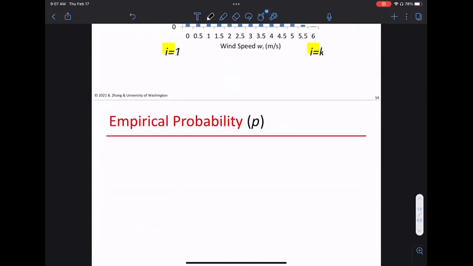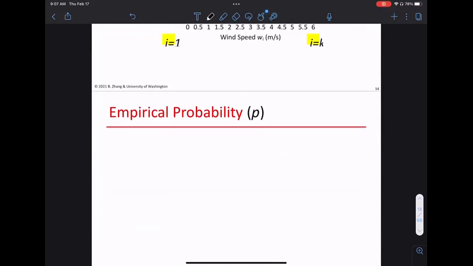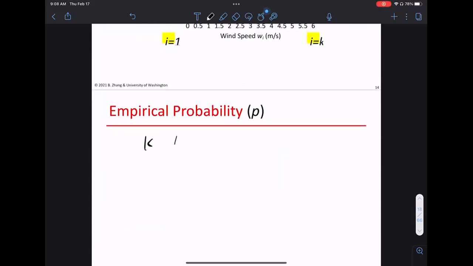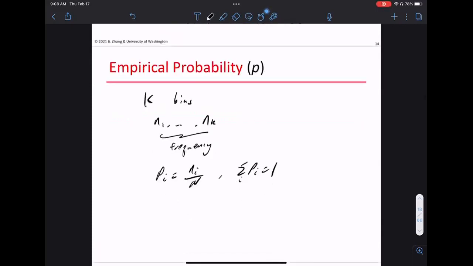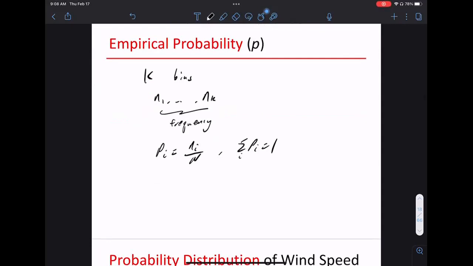So the idea of empirical probability is quite simple. We have k bins, n_1 to n_k. These are the frequencies. And then we have p_i. That's the way we'll assign probability: we look at how many samples we have in each of the bins, and then divide by the total number n, and we can assign probability.